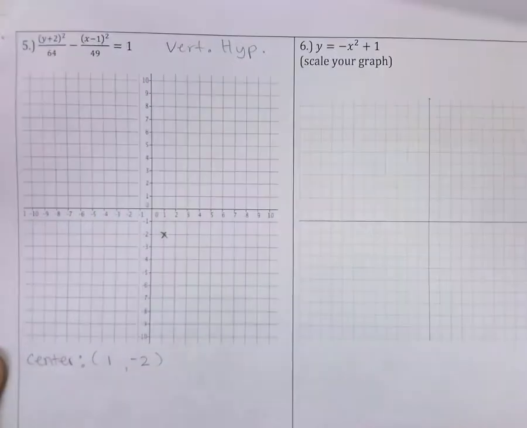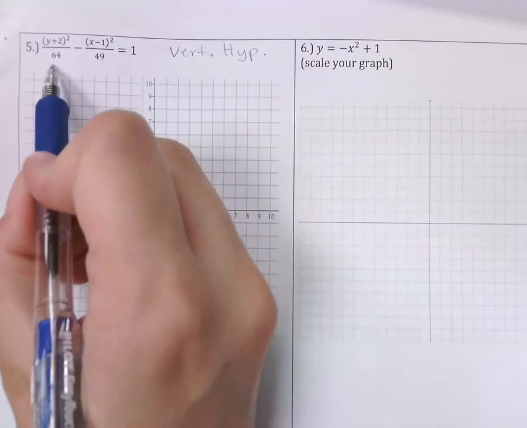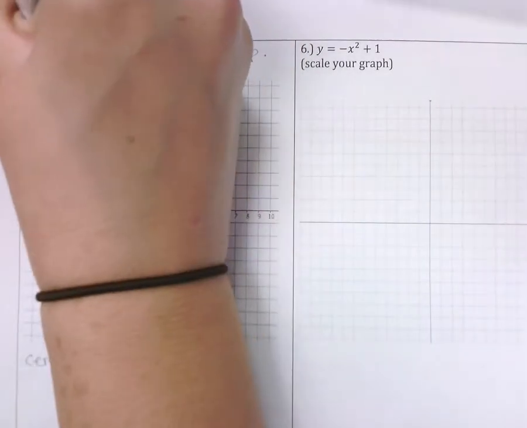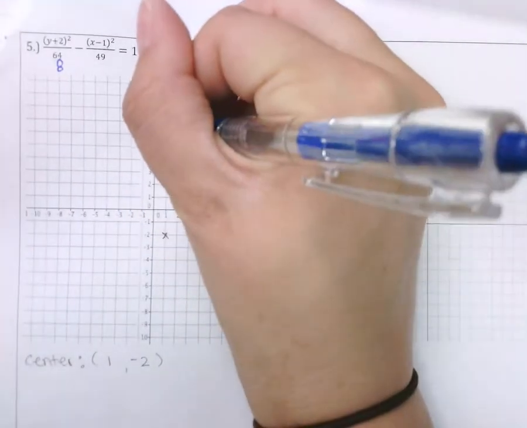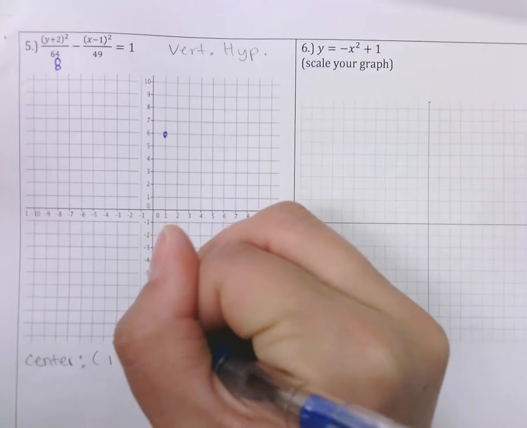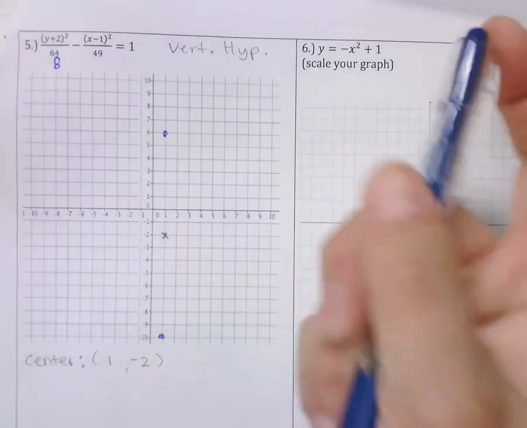So 1, negative 2. Then we're going to square root 64. What do we get? 8. Oh my god, I'm so smart. What do we do with 8? You're gonna go up 8 and down 8. Oh crap, I forgot to put my... Up 8, down 8. You're going to be annoyed, but this is going to go off the graph a little bit.